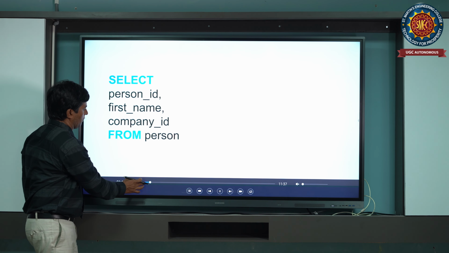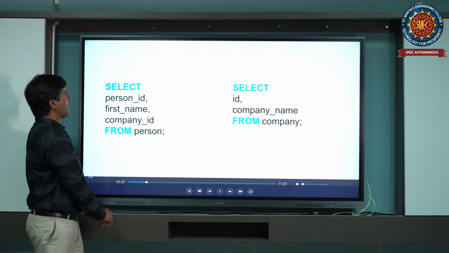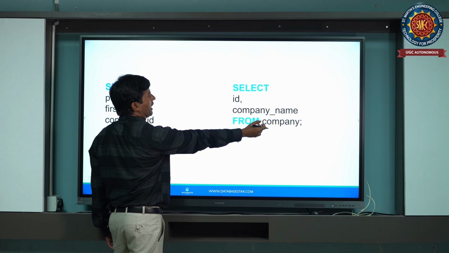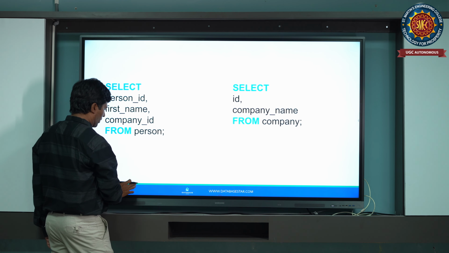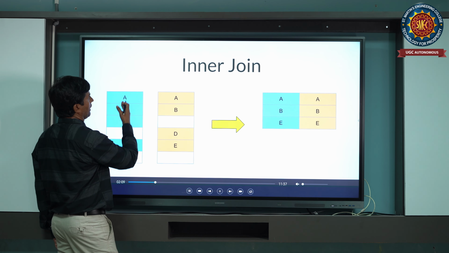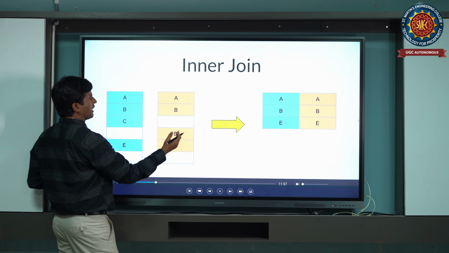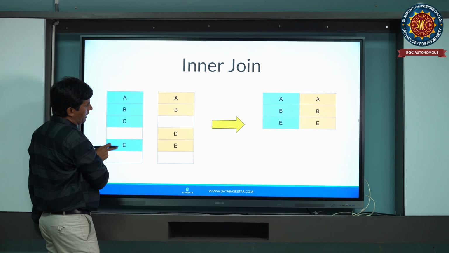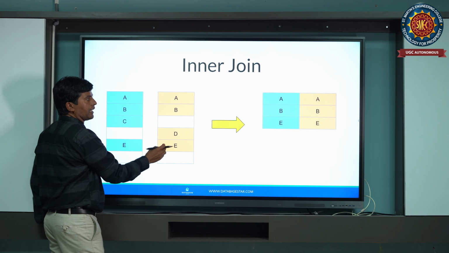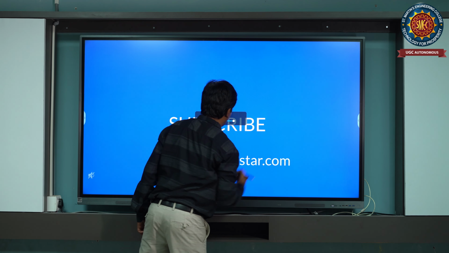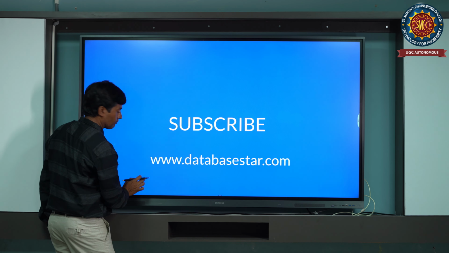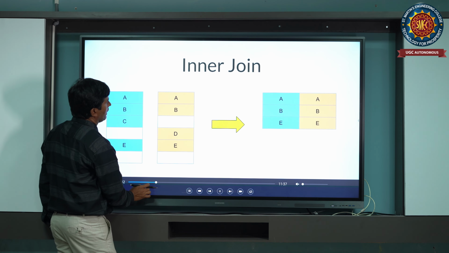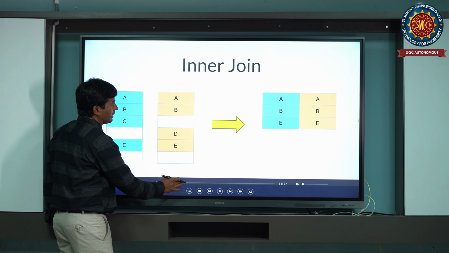We observe two tables. Select person ID, first name, company ID from person, and select company ID, company name from company. In that case, it is going to select the records like that. In an inner join, we use the equijoin based on the common columns A, B and E, and this output will be displayed.